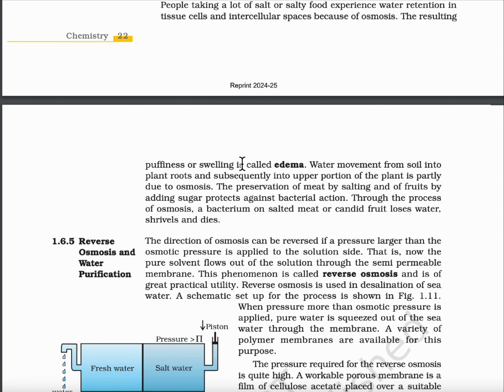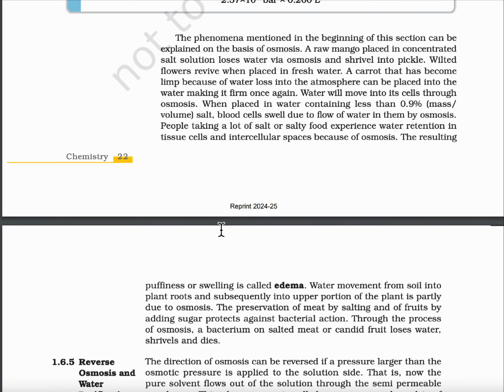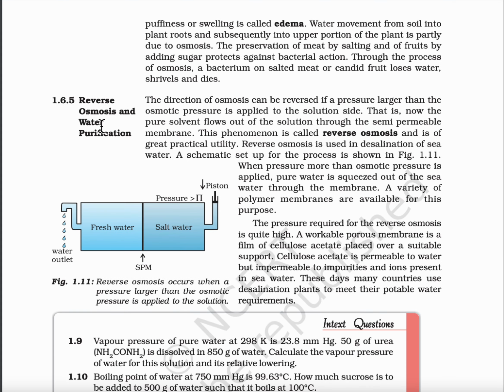Water movement from soil into plant roots and subsequently into the upper portion of the plant is partly due to osmosis. The preservation of meat by salting and of fruits by adding sugar protects against bacterial action. Through the process of osmosis, a bacterium on salted meat or candied fruit loses water, shrivels and dies. So these are the examples provided for osmosis, where they have stated both hypertonic and hypotonic, that is, examples for both retention of water and movement of water from one system to another side. Now we will talk about reverse osmosis and water purification.